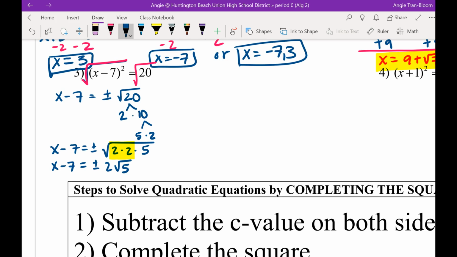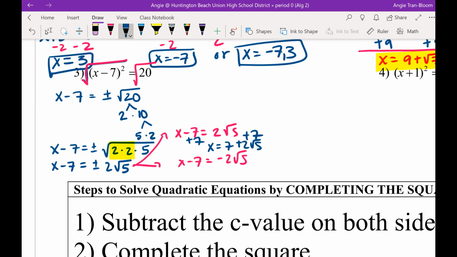And this is when you can break it up. Okay. So you're going to write x minus 7 equals positive 2 rad 5, or x minus 7 equals negative 2 rad 5. And then you're going to add 7 to both sides. Can I combine 2 rad 5 to 7 at all? No, you're going to leave it. Okay. So one answer would be x equals 7 plus 2 rad 5.